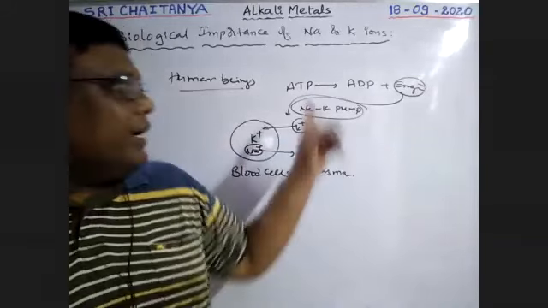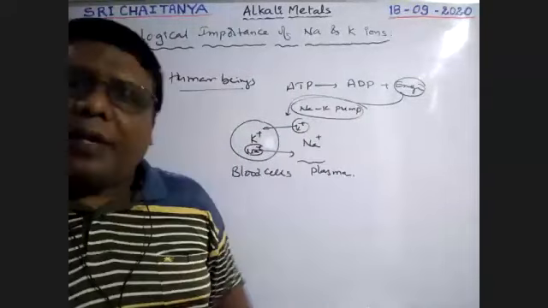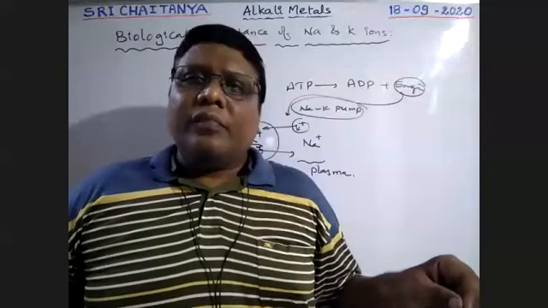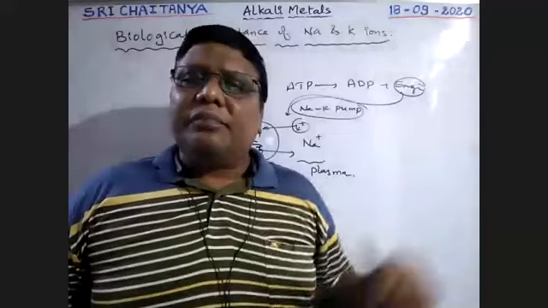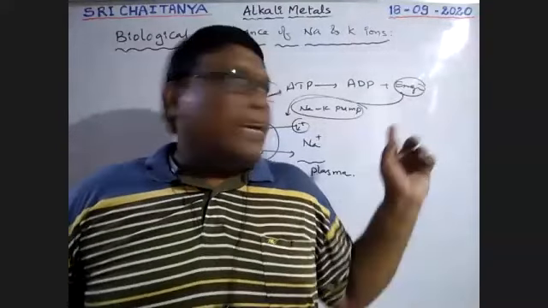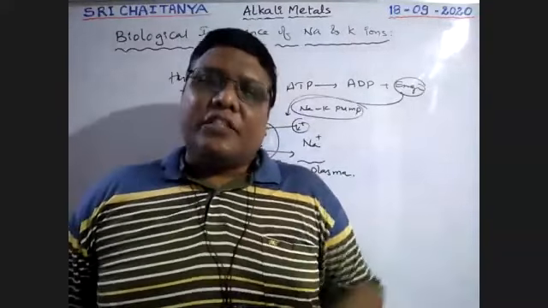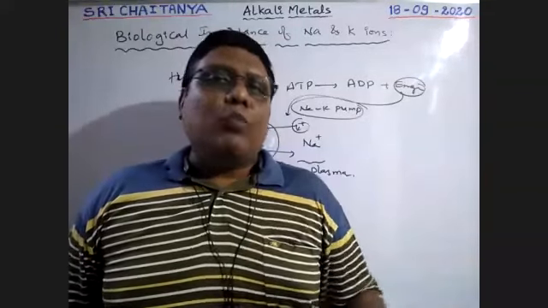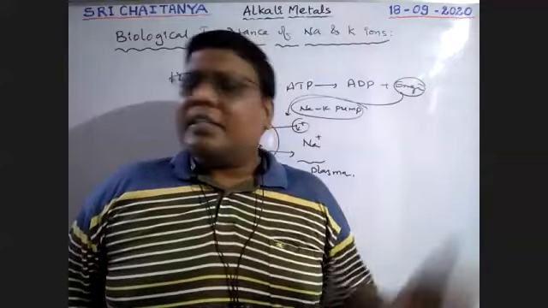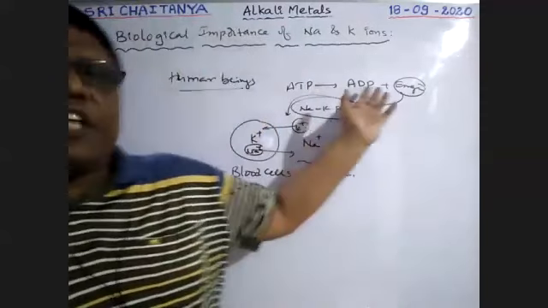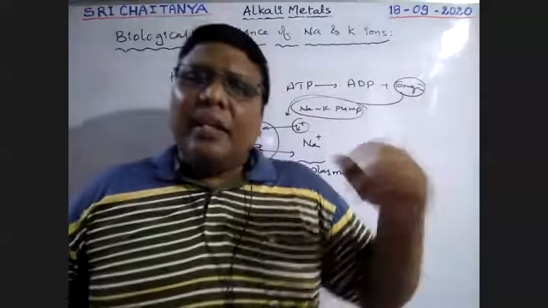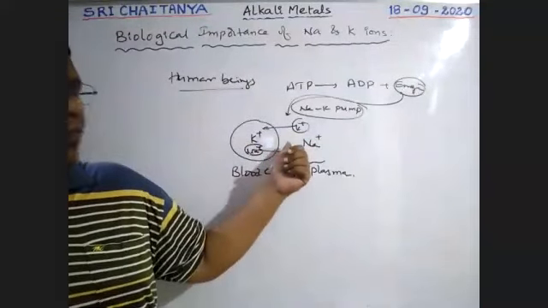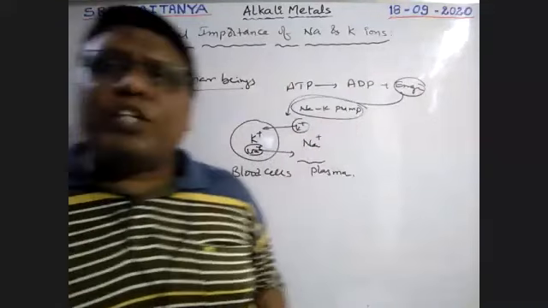So here, ATP is converted into ADP. ATP means adenosine triphosphate. Nucleic acids we will discuss later in your second year. Next, ADP means adenosine diphosphate, and AMP is adenosine monophosphate. So triphosphate is changed to diphosphate, energy is released, and that released energy is used for this sodium potassium pump.